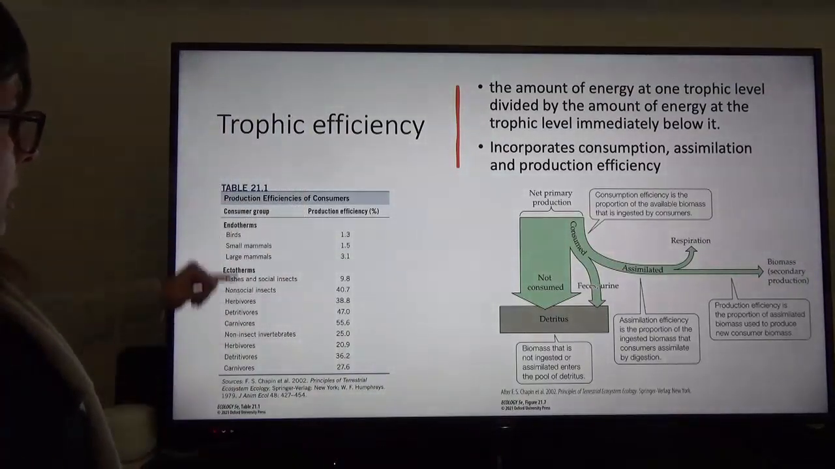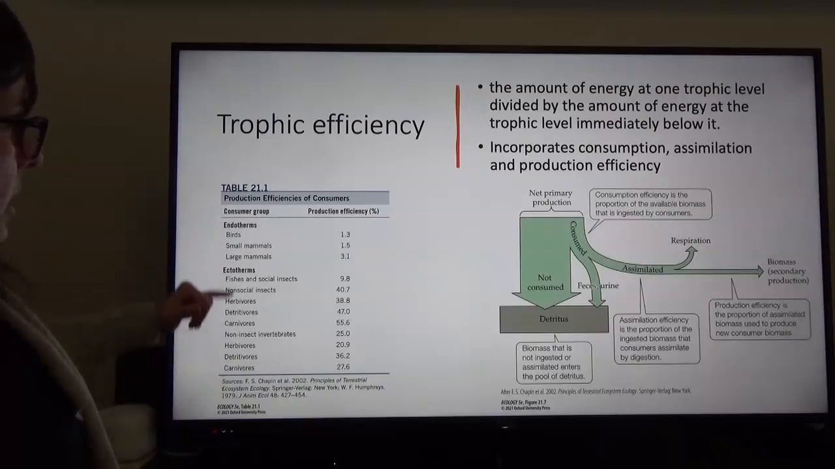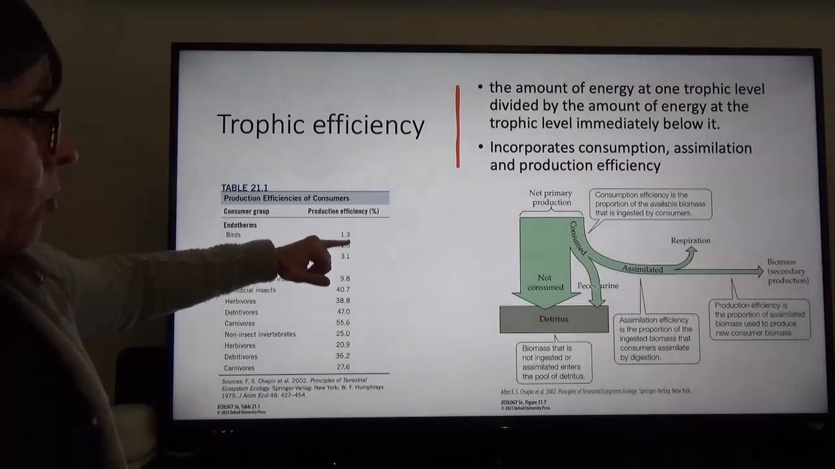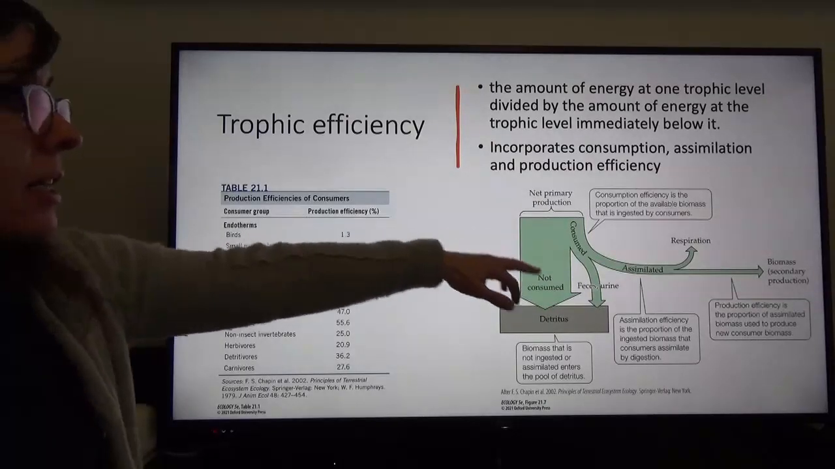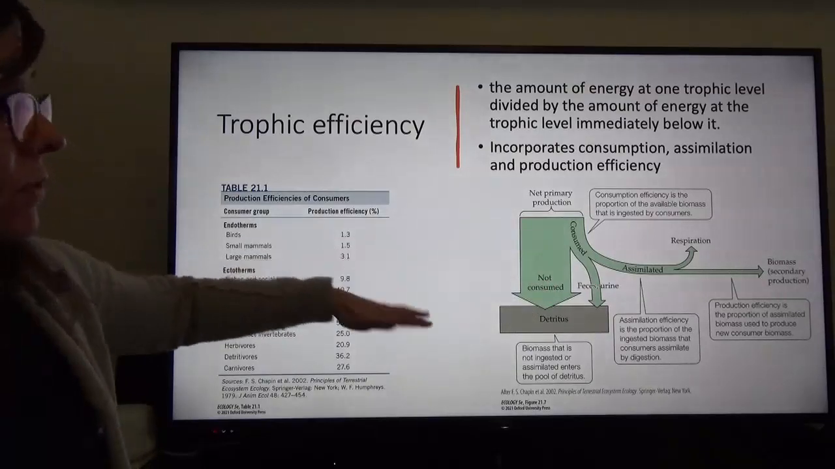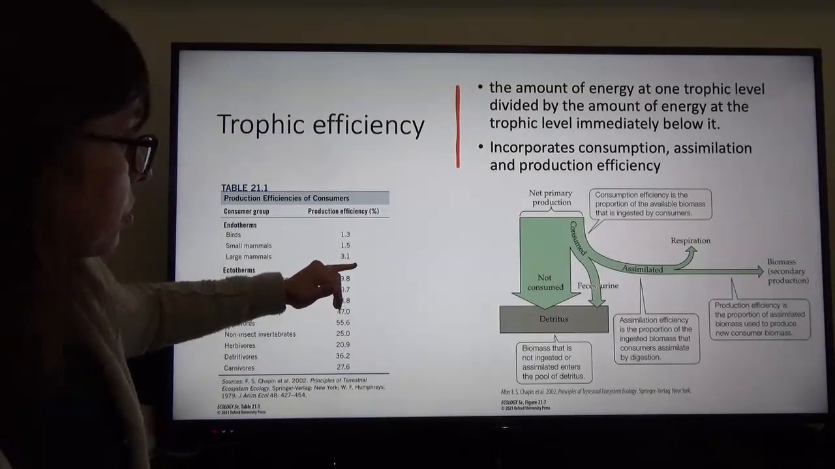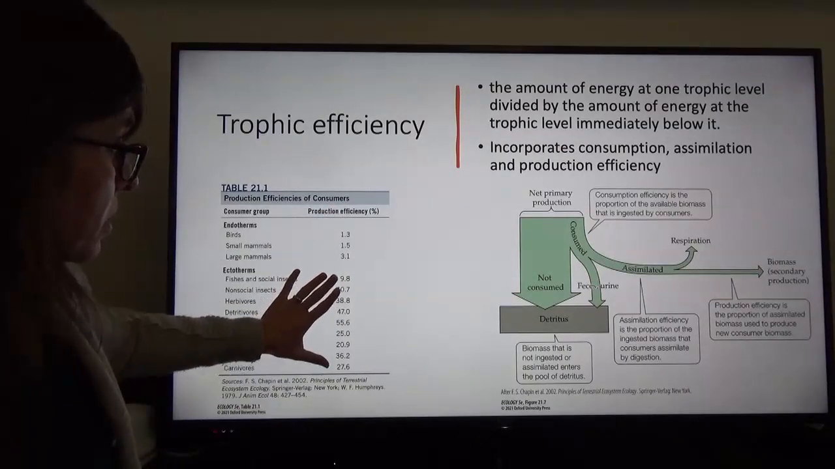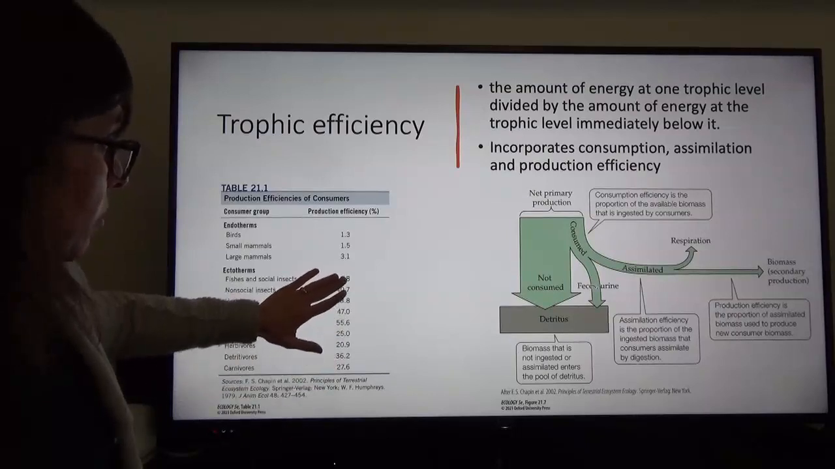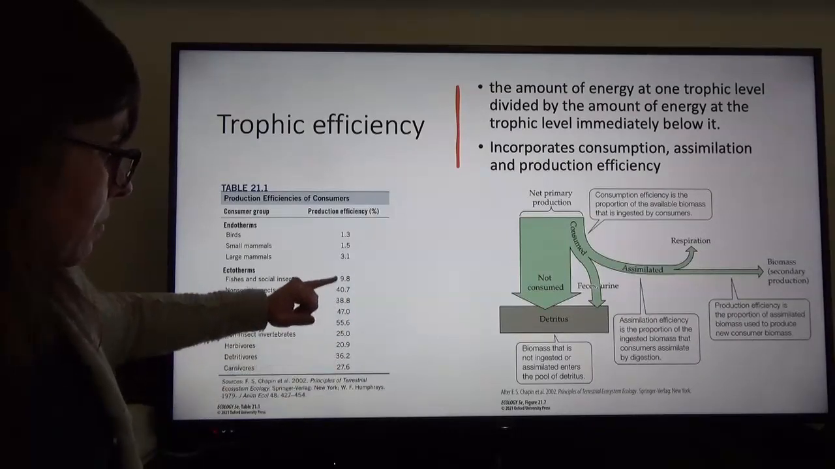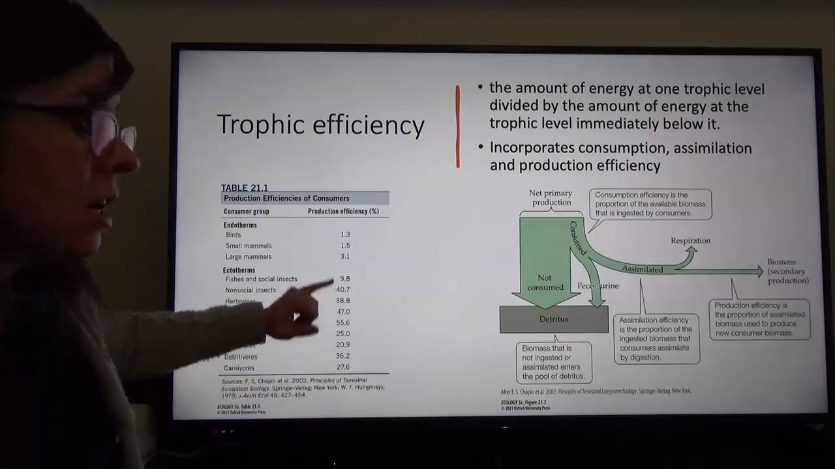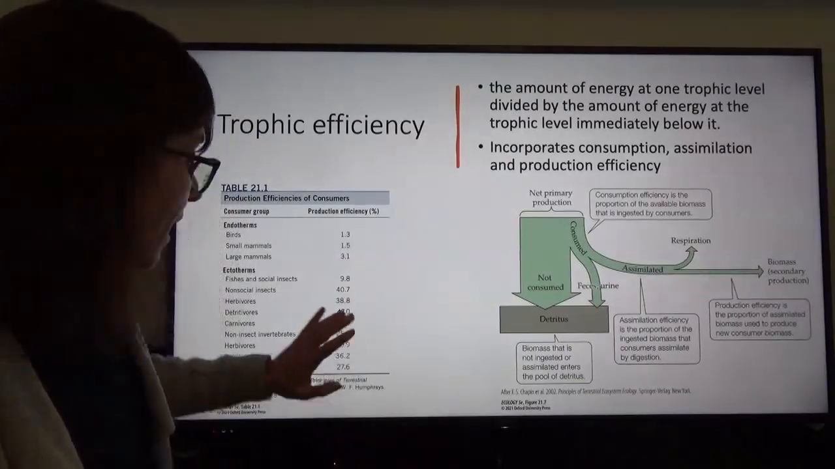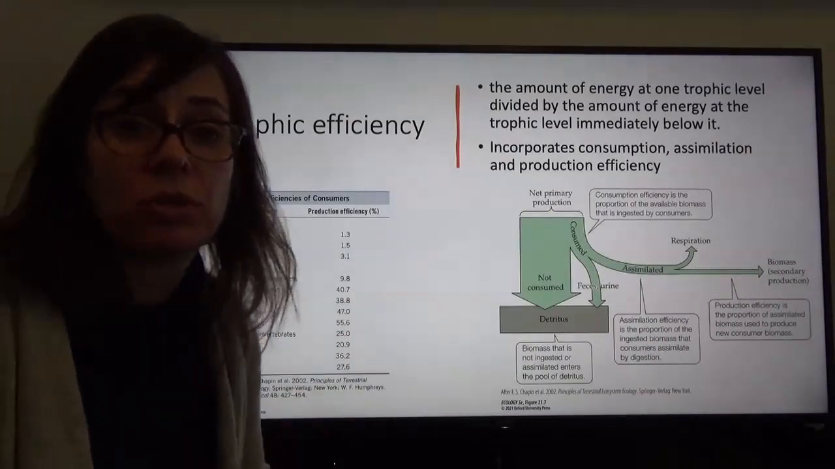Okay, and so here's just a table that looks at those production efficiencies. You can see birds and small mammals have fairly low production efficiency. Only 1.5% of the assimilated energy is converted to consumer biomass, compared to about 3% in large mammals. And then if you go from these endotherms to ectotherms, it's really quite incredible. Fish excepted, we've got somewhere between 20 and 60% of the assimilated energy actually being converted to biomass of the consumer when we're talking about ectotherms. So big differences there.